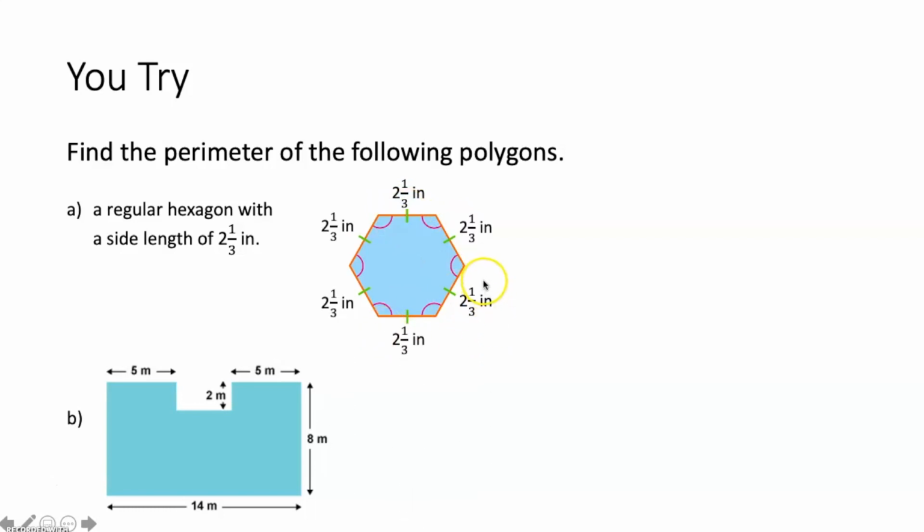So really, all we have to do to get the perimeter is add up each of the side lengths. Well, since there's 6 side lengths and they're all the same, why don't we just take one of the side lengths and multiply it by 6? That'll still get us the same perimeter. So how do I multiply 6 and 2 1/3?